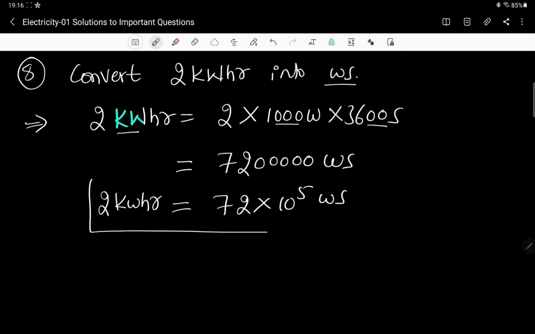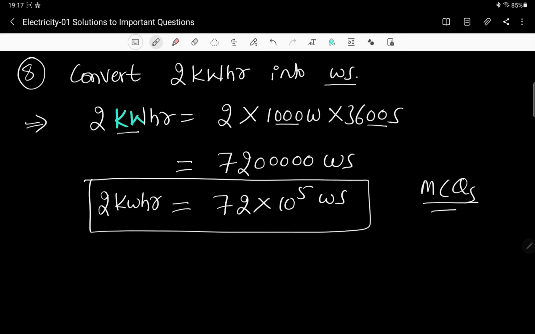I mean, no need to get into different things. Whenever MCQs are there, at that time you should be very careful. Look at this, sometimes 7.2 will be given, no? So this is the final answer anyway.